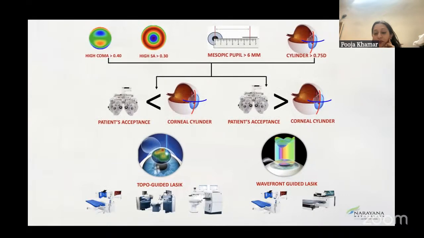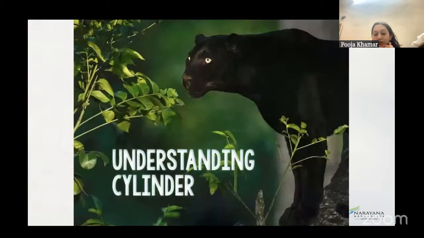Now, how to choose between the wavefront guided or topo guided LASIK? This is a simple algorithm again. If the patient acceptance cylinder is lower than the corneal cylinder, go ahead with a topo guided LASIK. If it's the other way around, go ahead with a wavefront guided LASIK. It's not that you can't do either, but this works very well if your machine offers both the treatments or either of the treatments as well.